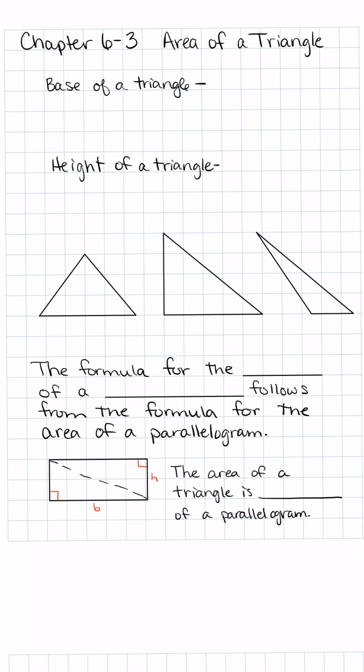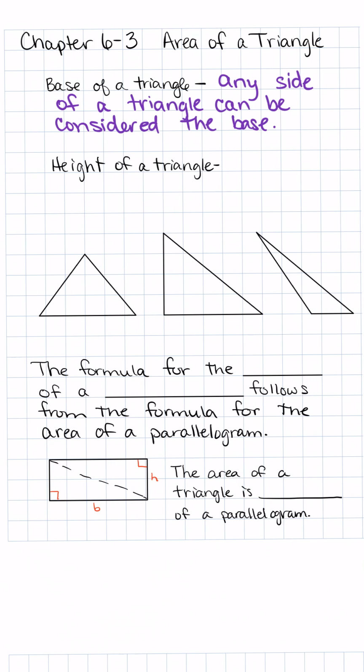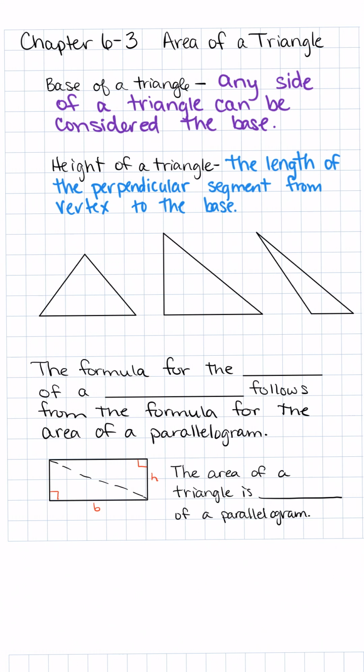So any side of a triangle can be considered the base of a triangle. Okay, so let's write that down. Any side of the triangle can be considered the base. The height of a triangle is the length of the perpendicular segment from the vertex to the base, opposite the vertex, or to the extension of the base. We'll work through that. Let's write that down. Okay, so the height of a triangle is the length of the perpendicular segment from the vertex to the base.